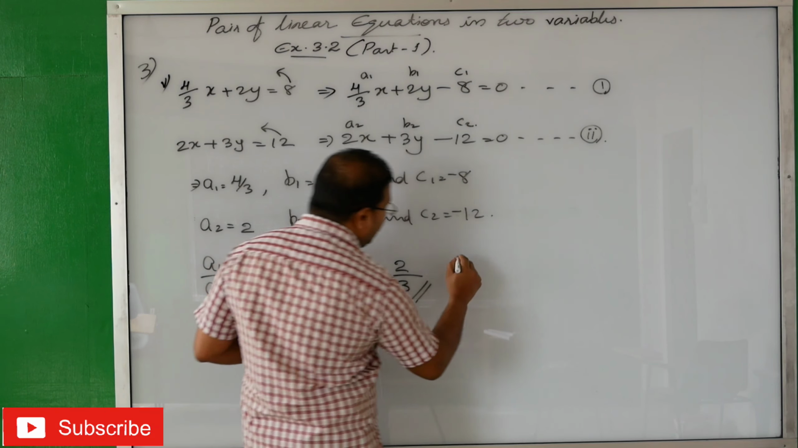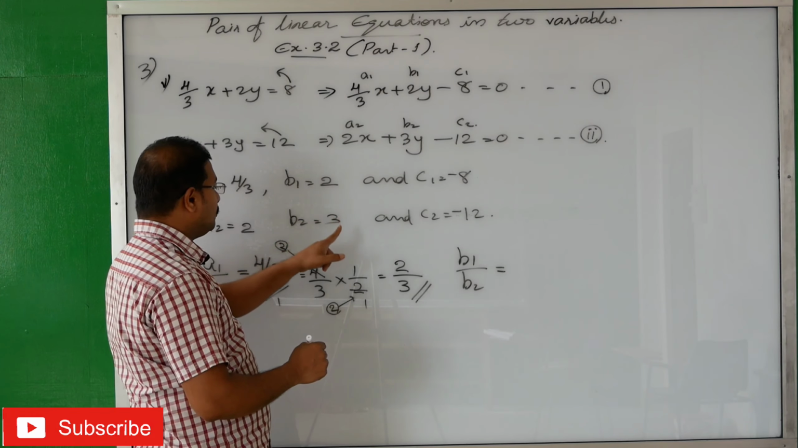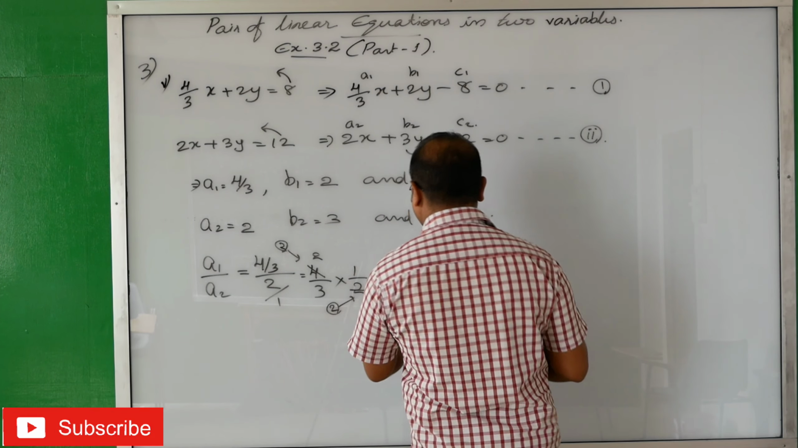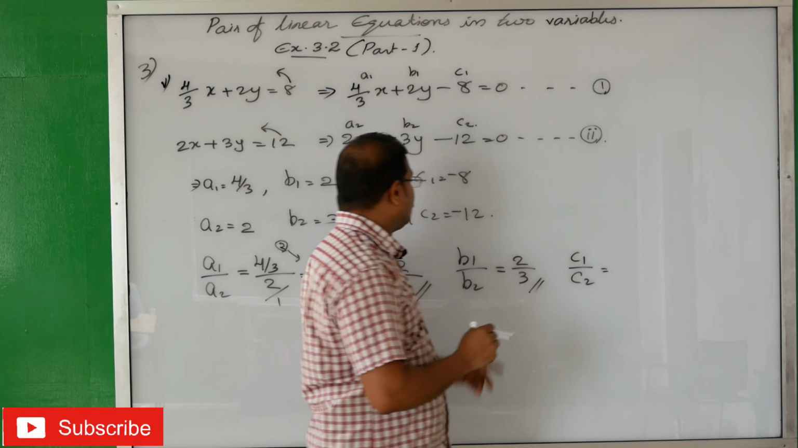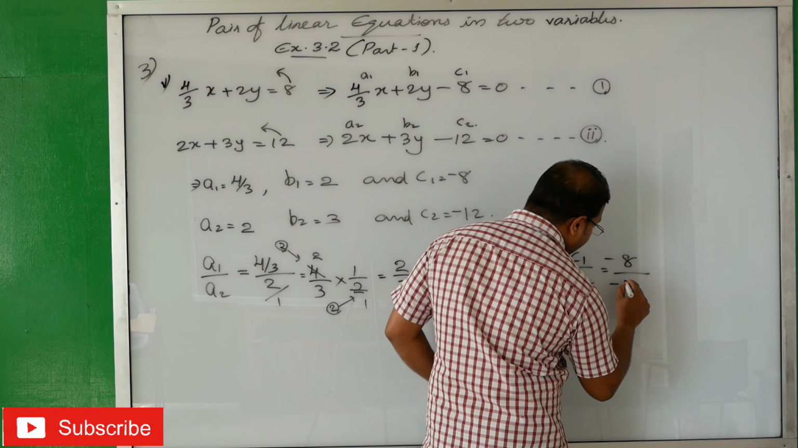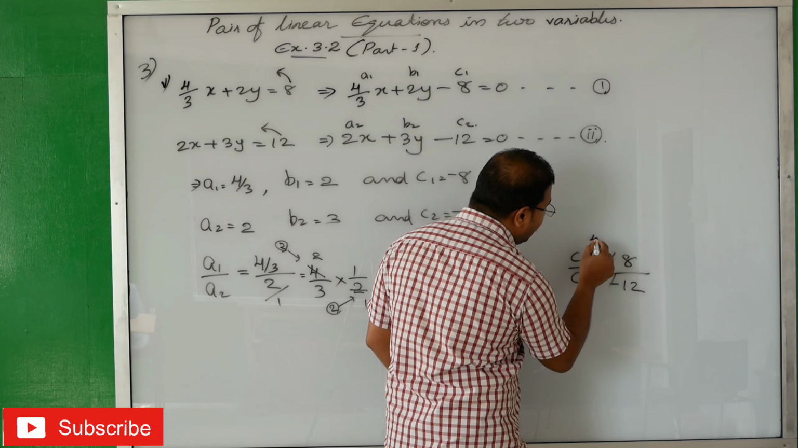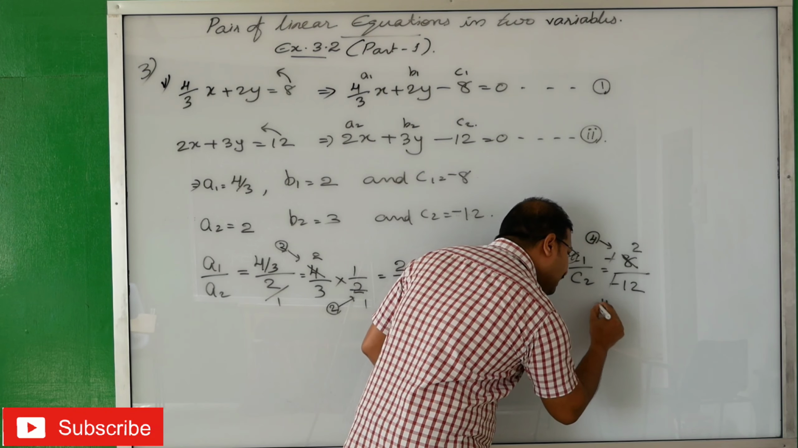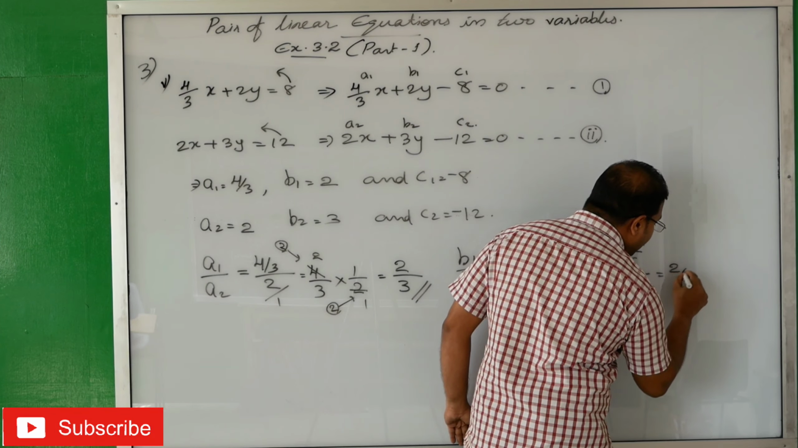Ready? Now B1 by B2. What is the value of B1? 2 by 3. So 2 by 3. Now that means these two are equal. So we'll go to the next one. That is C1 by C2. What is the value of C1? That is minus 8, minus 8 by C2, minus 12. Minus will cancel. Now here we will cancel by 4. 4 2s are 8, and 4 3s are 12. So we got now 2 by 3.